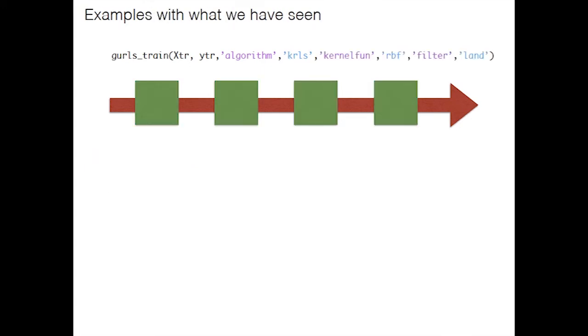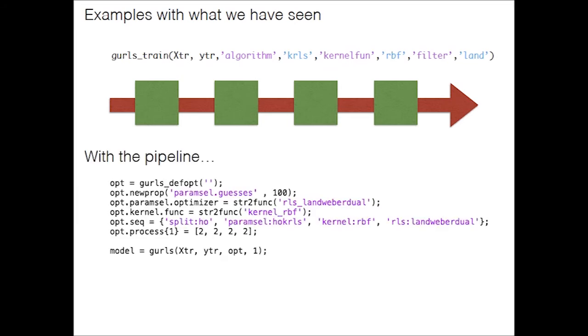In the other example we have seen, GURLS train with such parameters produces a pipeline with 4 steps. As before, we have a splitting phase and a parameter selection phase. Here we have a phase where we compute the Gaussian kernel, and then we compute the GURLS solution by using the Landweber filter.